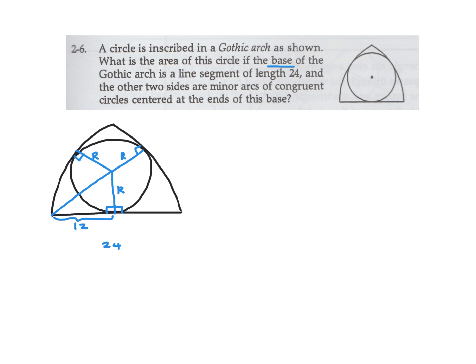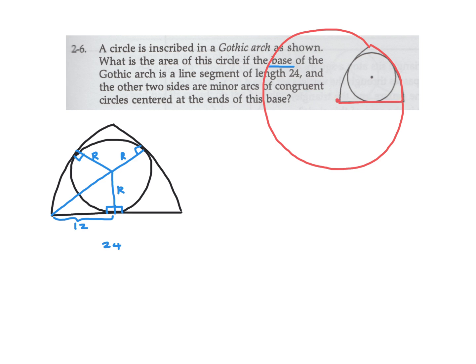A circle is inscribed in a Gothic arch. What is the area of the circle if the base, the other two sides are minor arcs of congruent circles? Okay, I think I understand. So this is the story here. This arc is part of a circle. They haven't drawn the full circle, but if you did, it would be like this. See what I'm saying? And this is the radius of that large circle.